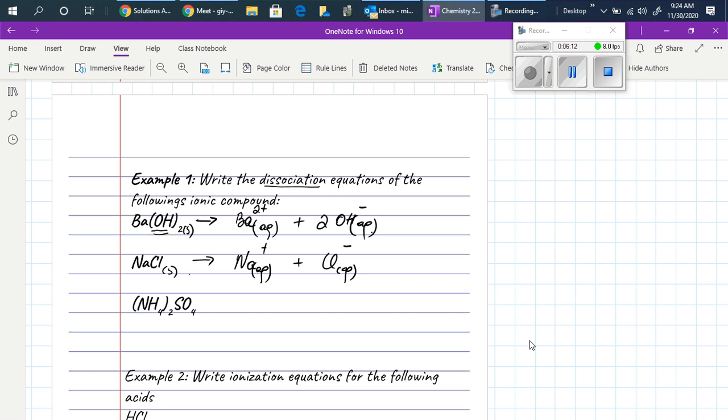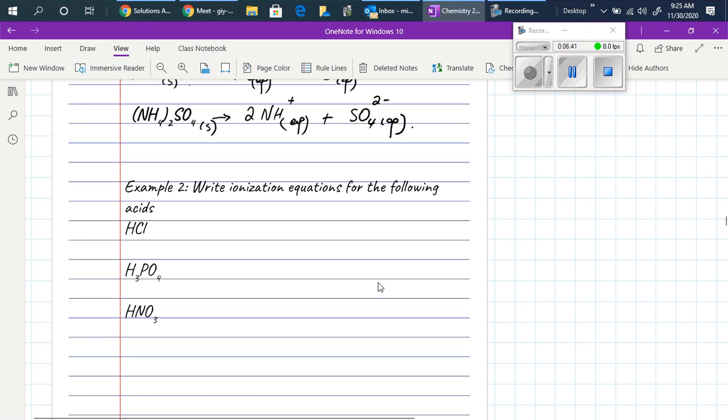The last one will be ammonium sulfate, again in solid state. What we have here is NH4+ in aqueous solution plus SO4 2- in aqueous solution as well. When we write the ionization, we are always dealing with an acid. Those are all examples of acids.